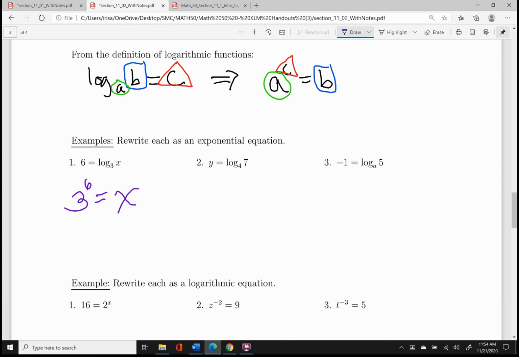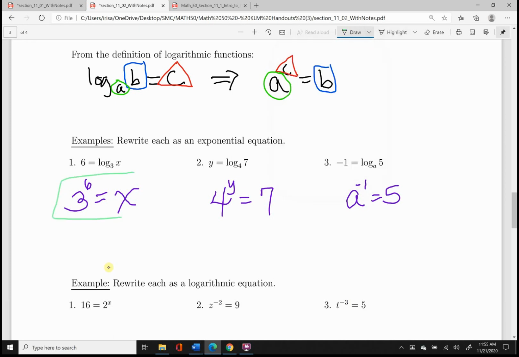So that one's done. For number 2, the base is the base. So the base being 4, that's the base of the exponential. The log is equal to the exponent. And the exponential expression, 4 to the y power here, is equal to the argument of the log, which is the 7. One more time for number 3, the base is the base. The base of the log is a, so the base of the exponential is also a. The log is equal to the exponent, which is a -1. And that is equal to the argument of the log. And that is that.